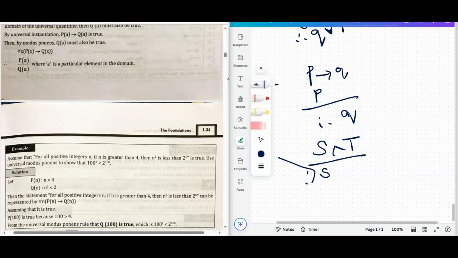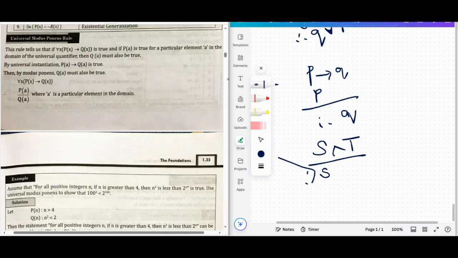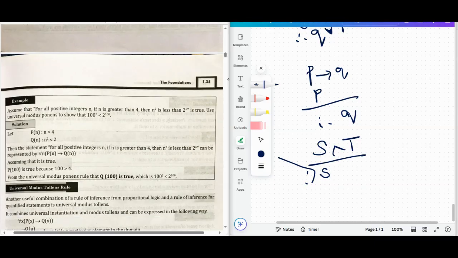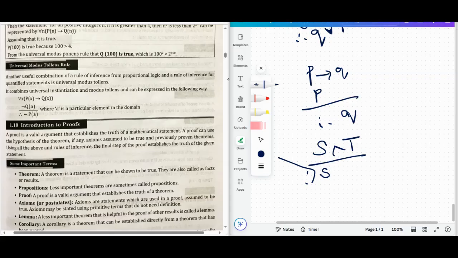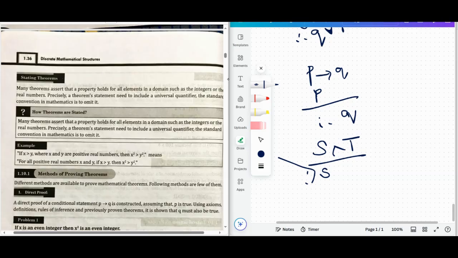Then you have the universal modus ponens law, that is for all x P(x) implies Q(x) will give you P(a) implies Q(a), where a is a particular element of the domain. This rule is called the universal modus ponens rule. Okay, then you have the universal modus tollens rule, that is for all x P(x) implies Q(x), and negation of Q(a) will give you negation of P(a). Okay, these are some of the rules.